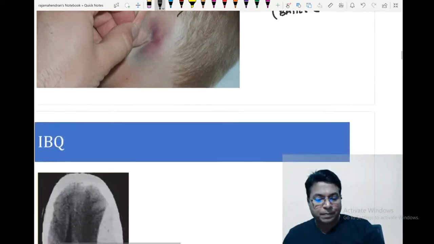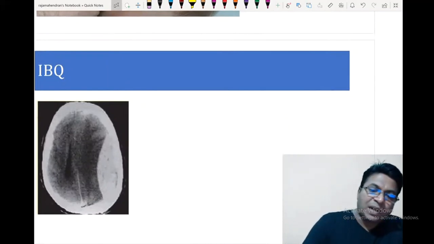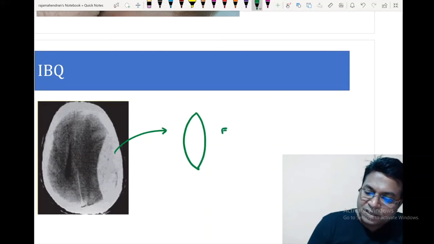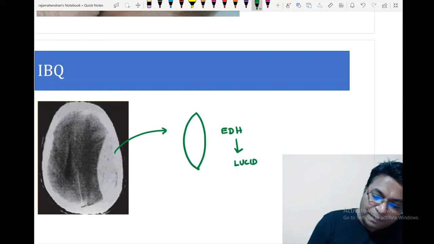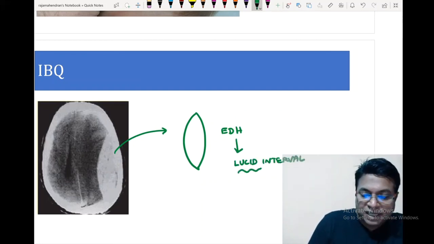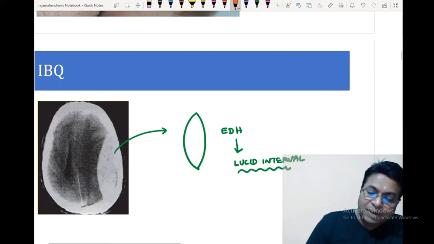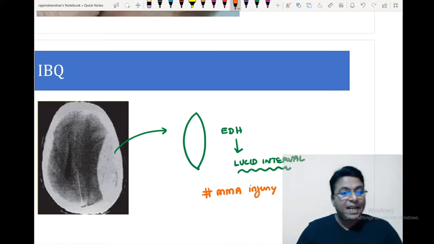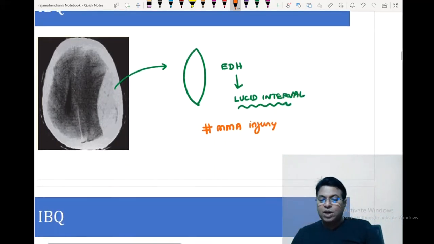Okay, this question is a very commonly asked question. This is a biconvex hematoma in a trauma patient. This is extradural hemorrhage, and these patients will have a lucid interval, a period of consciousness before they go unconscious. It is due to injury of the middle meningeal artery. Middle meningeal artery injury causes this EDH.